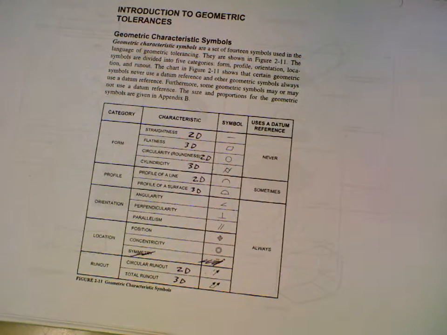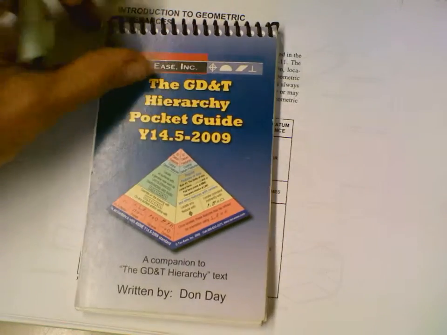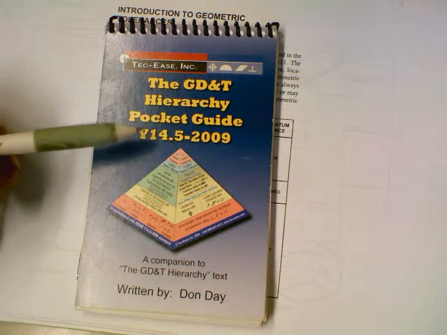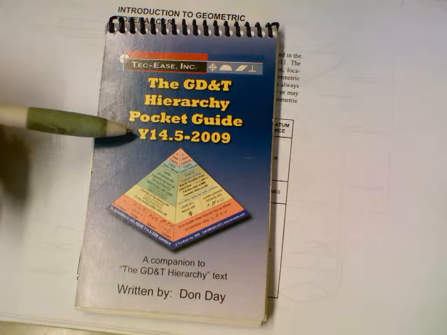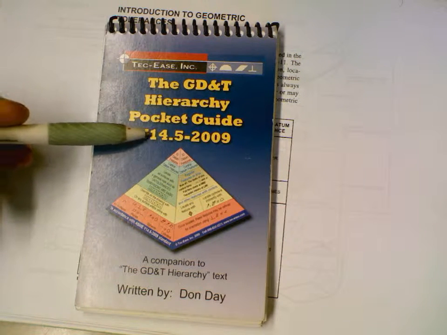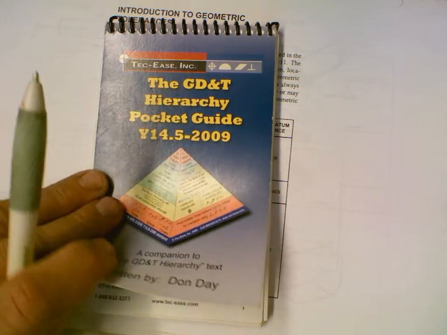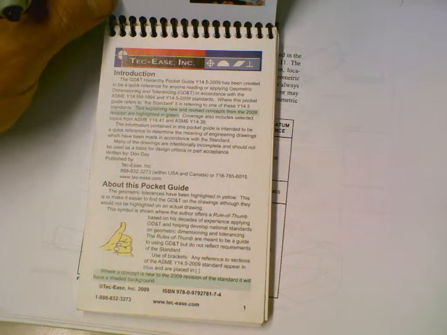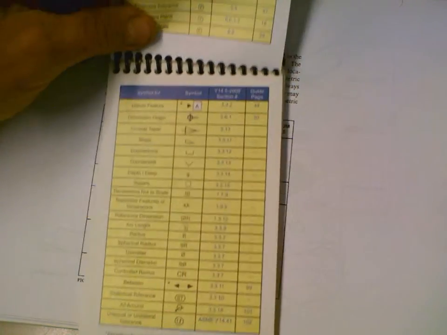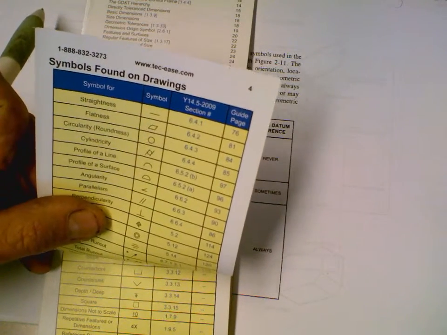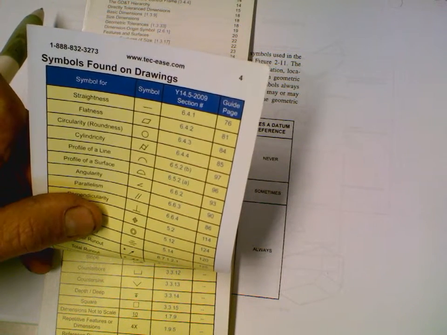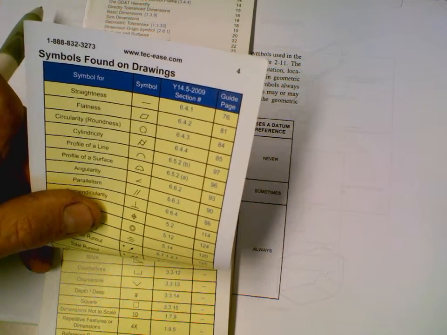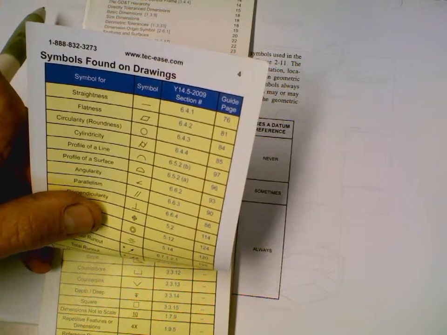So those are the basic symbols. There are other symbols, and there's a book out there, if you can get a hold of it, or go to this website. Techies have a lot of good information. The latest and greatest ASME standard is the Y14.5 2009. They go through all these standards, and they have a list of all the symbols, the symbols and what page they're on. So it's a great reference. There's their phone number and their website right there. If you can get yourself a handbook, this is the one I use in all my training in industry. It seems to go pretty well.